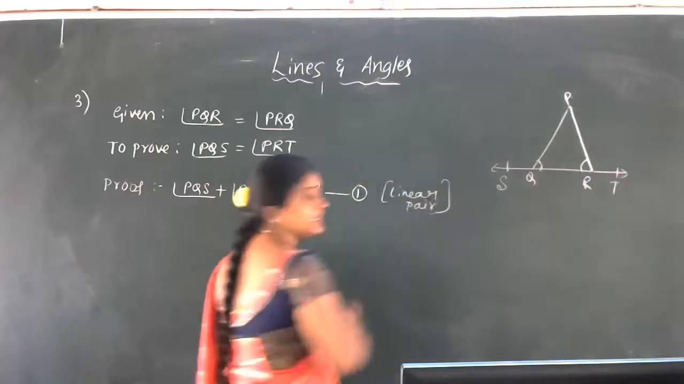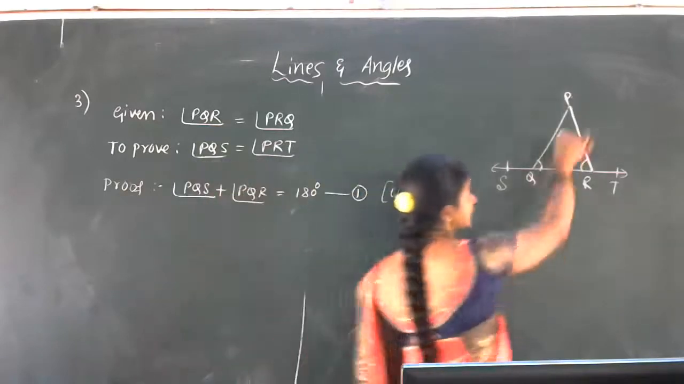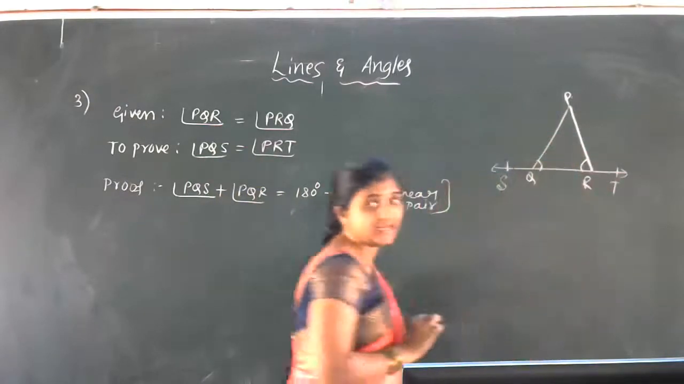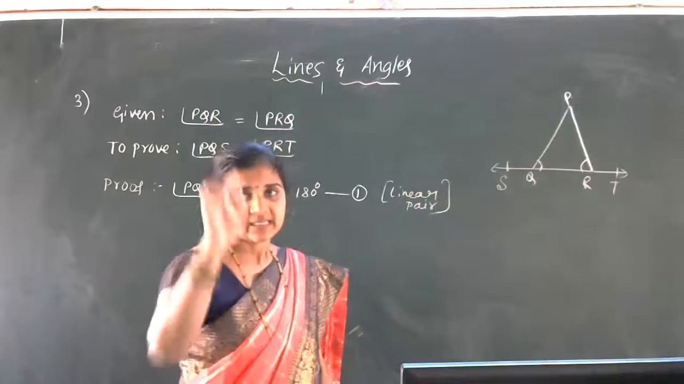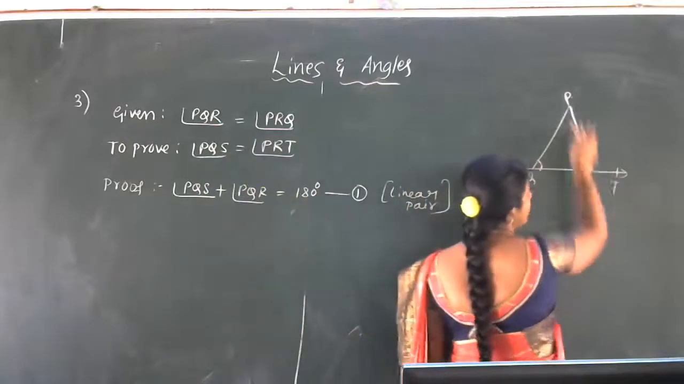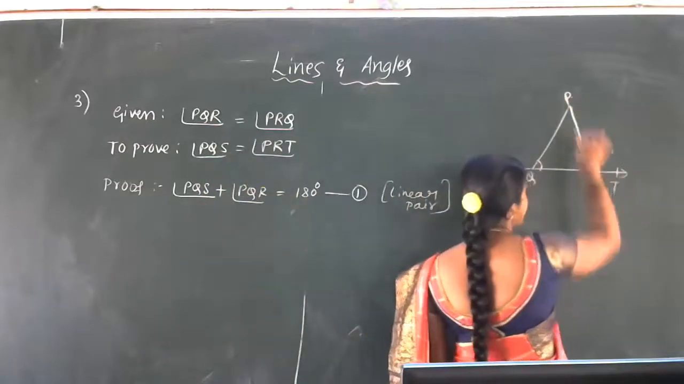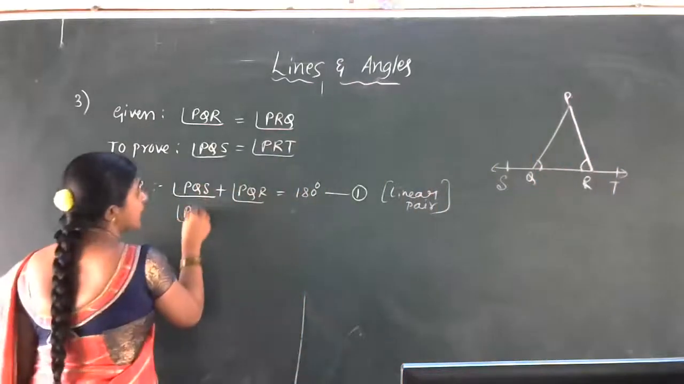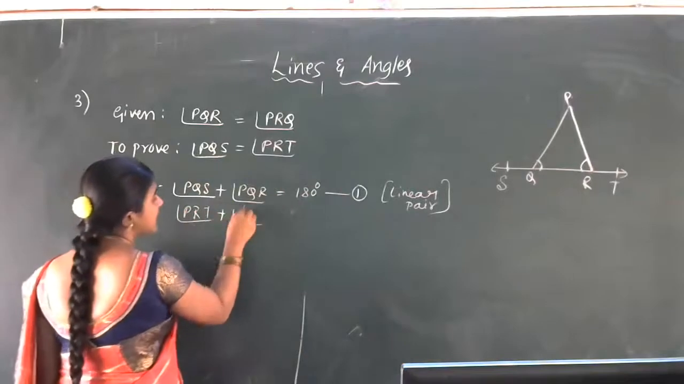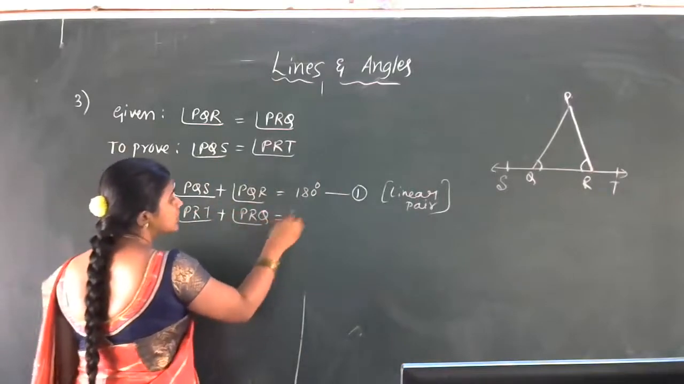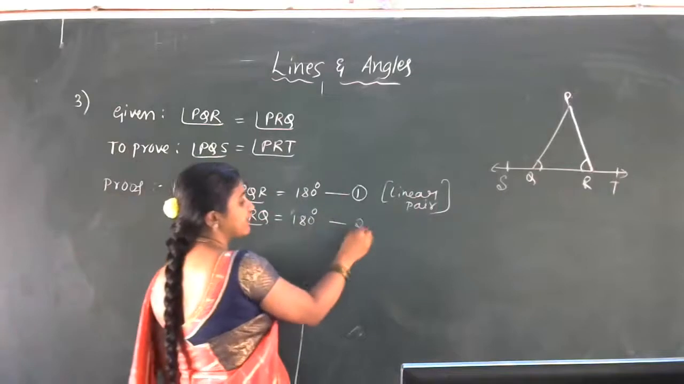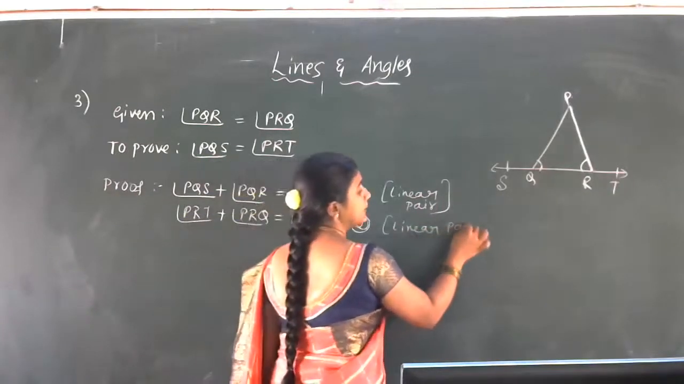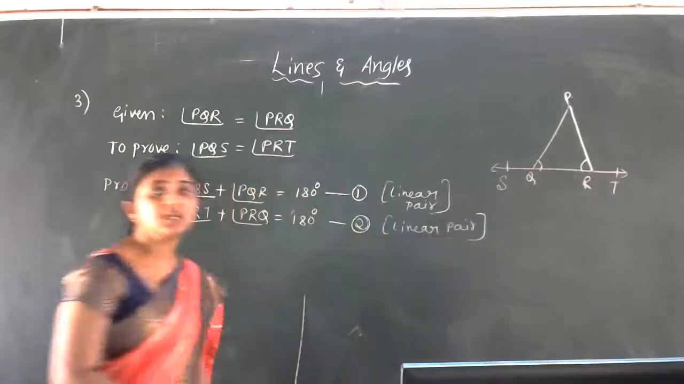So see here, students, PQS plus PQR is equal to 180 degrees, equation number 1. Similarly, on this side, PRT plus PRQ is also equal to 180 degrees. Call this equation 2. That is also a linear pair.